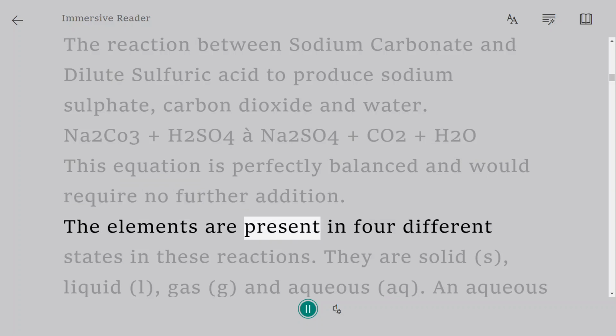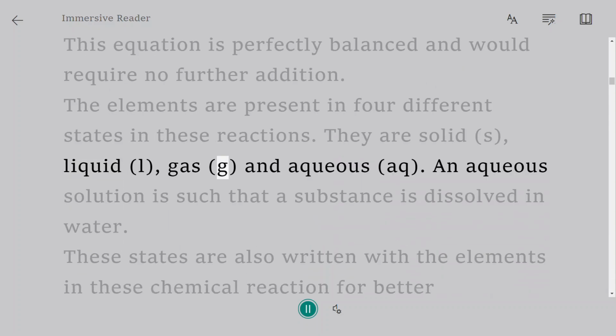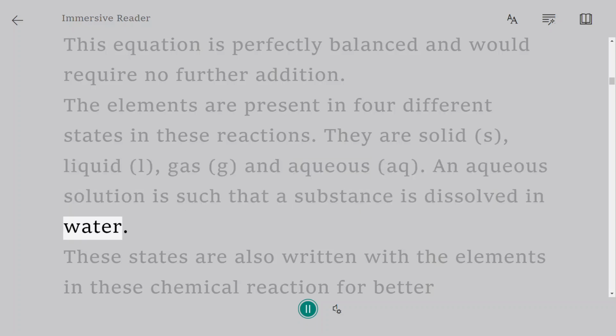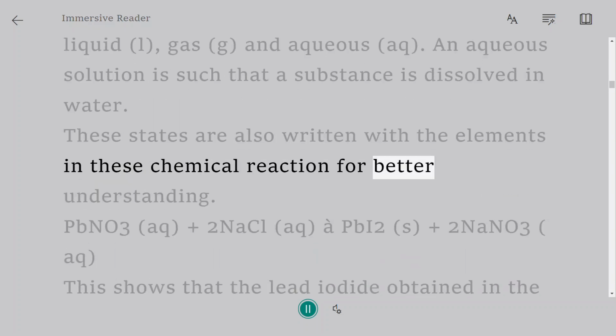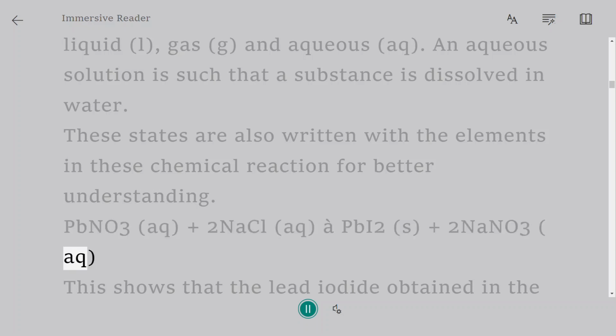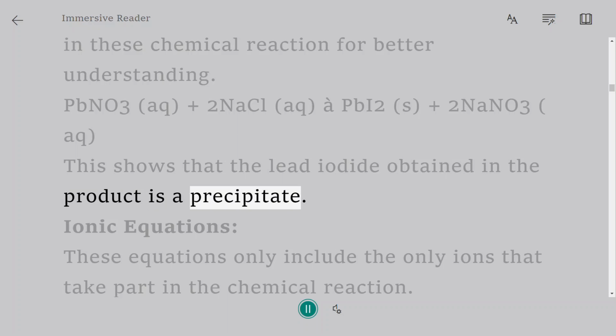The substances are present in 4 different states in these reactions. They are solid, s; liquid, l; gas, g; and aqueous, aq. An aqueous solution is one in which a substance is dissolved in water. These states are also written with the substances in chemical reactions for better understanding. Pb(NO3)2, aq, plus 2NaI, aq, gives PbI2, s, plus 2NaNO3, aq. This shows that the lead iodide obtained in the product is a precipitate.